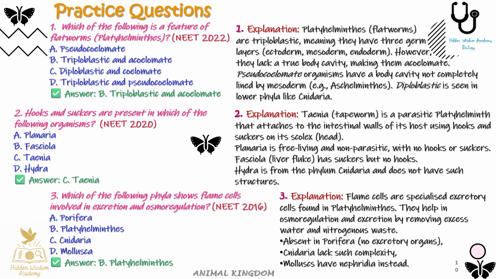Explanation. Flame cells are specialized excretory cells found in platyhelminthes. They help in osmoregulation and excretion by removing excess water and nitrogenous wastes. Porifera lack any excretory organs. Cnidarians are too simple to have such systems. Mollusks use nephridia instead. The correct answer is option B, that is platyhelminthes shows flame cells involved in excretion and osmoregulation.